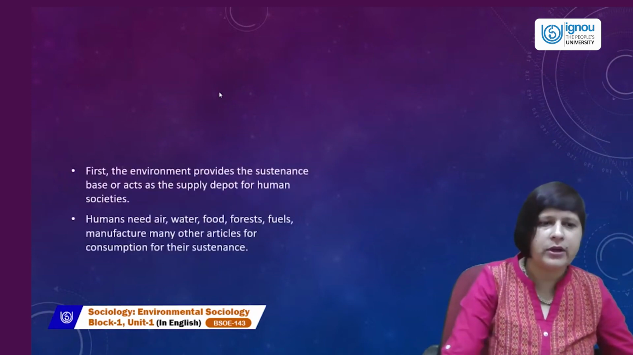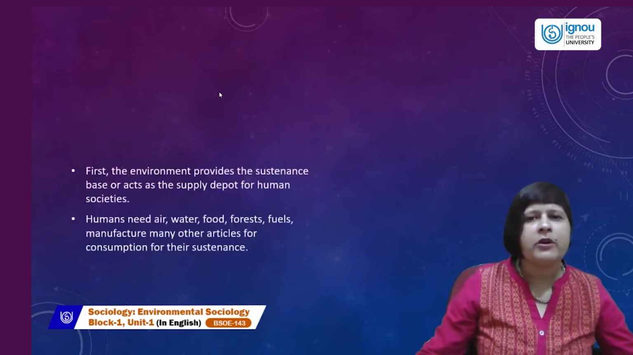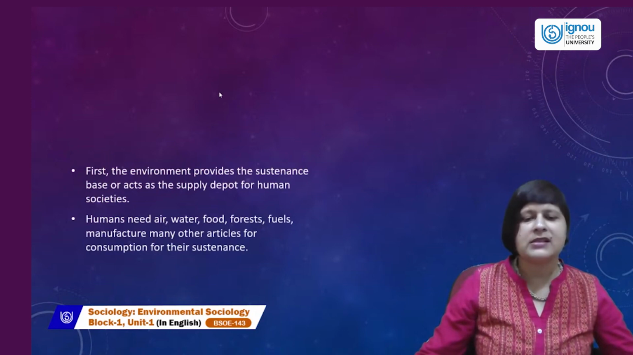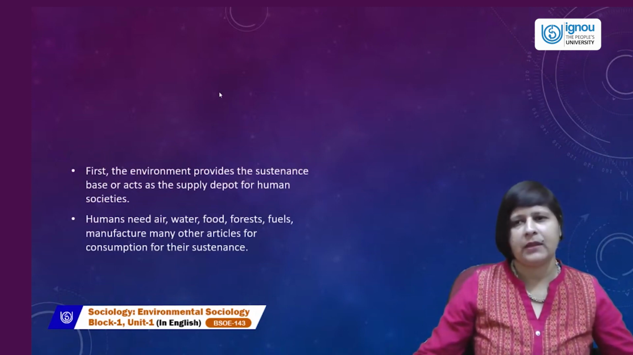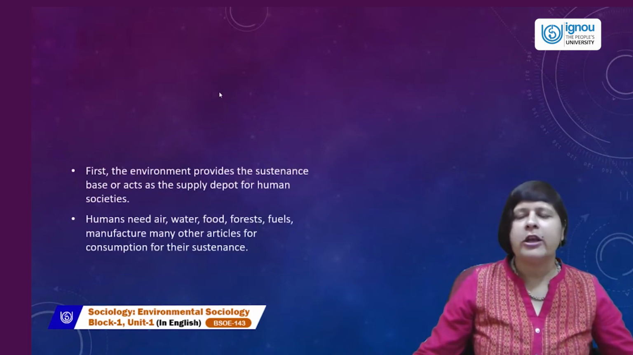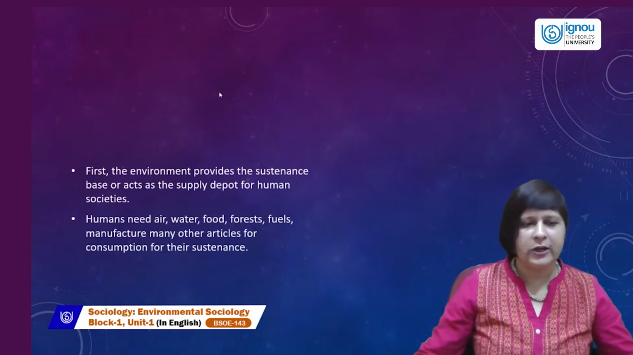What is this model? The name of the model is three competing functions. The first function is that the environment provides the sustenance base or acts as a supply depot for human society. According to Catton and Dunlap, the environment provides the sustenance base for human society. It acts as a supply depot for human society.